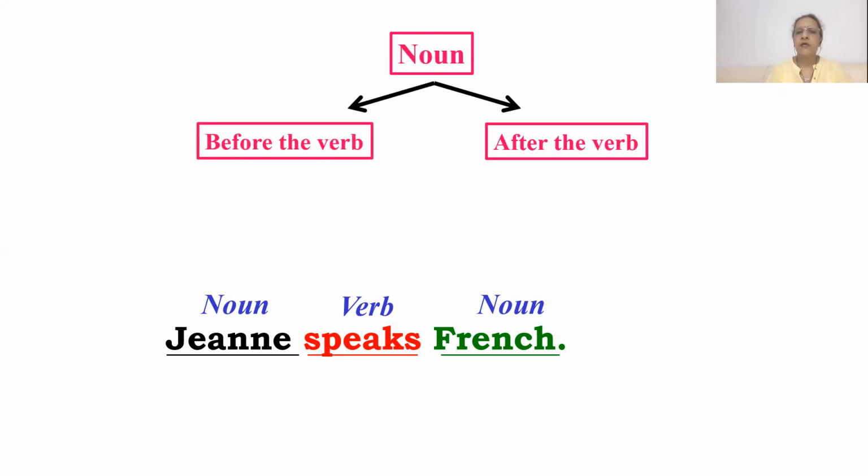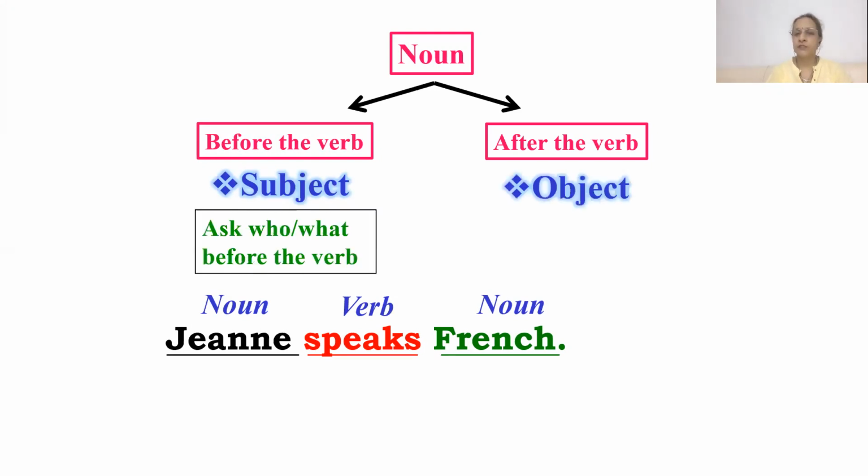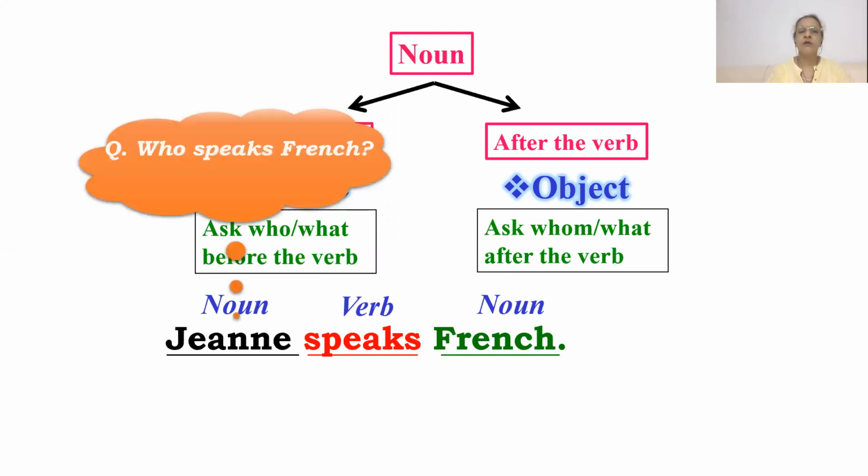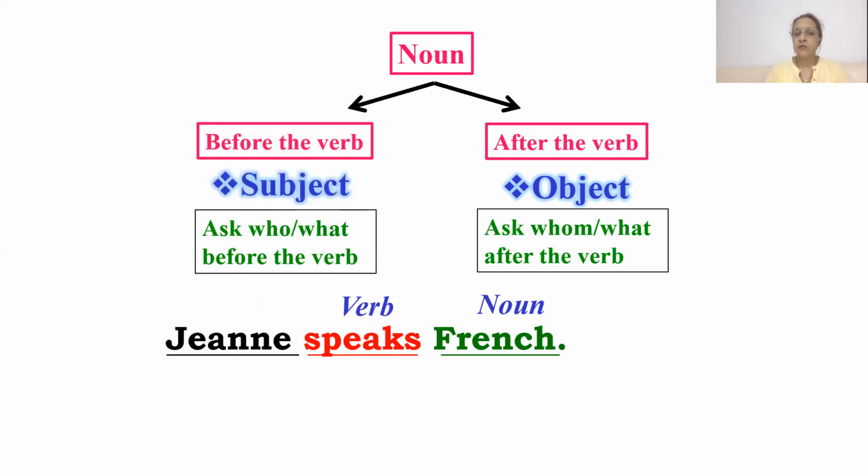Before the verb, the noun is known as a subject noun, and after the verb, the noun is known as the object noun. You can ask the question who or what before the verb to confirm if it is a subject noun. Let's have a look. Who speaks French? What is my answer? Jean. So Jean becomes my subject noun.